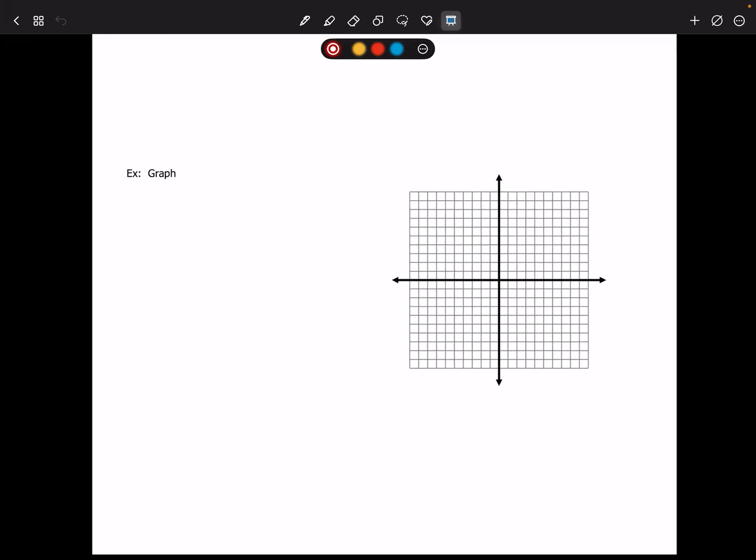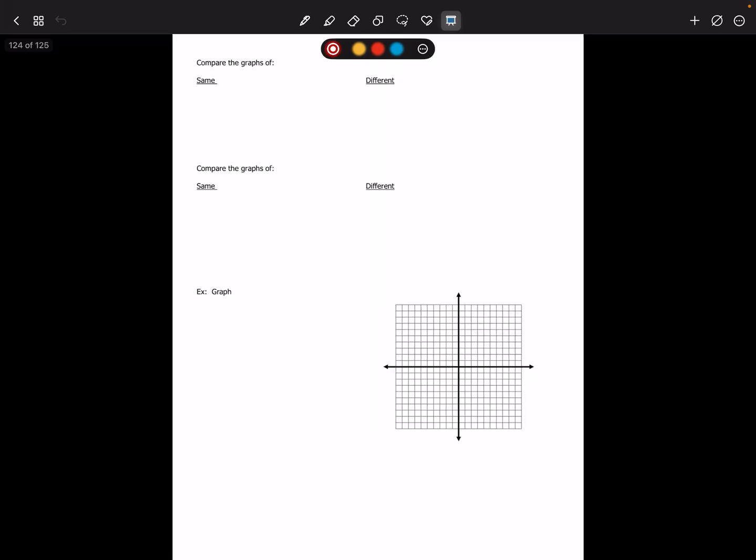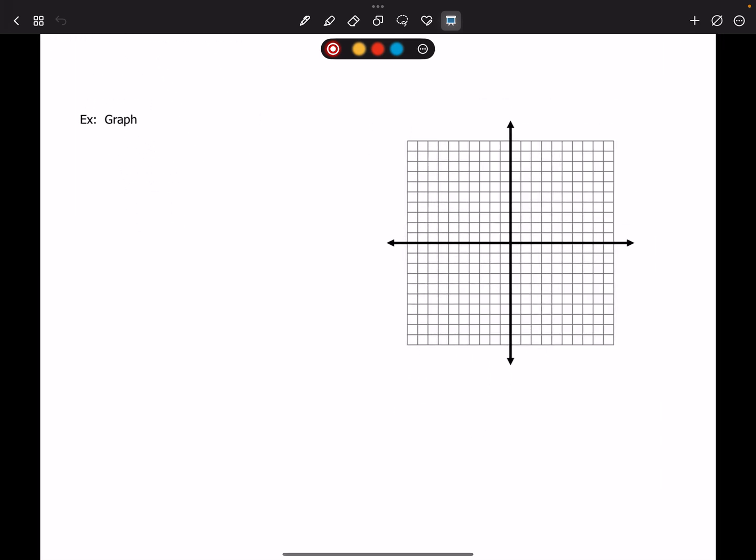Okay, in the next video, we're going to transform our graphs. So we'll come back using this example right here. We will transform those graphs, doing left and right shifts and up and down shifts.